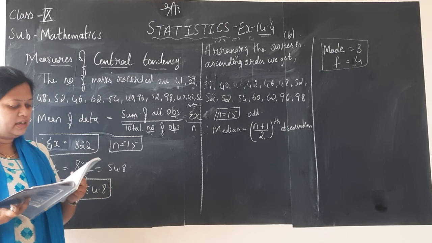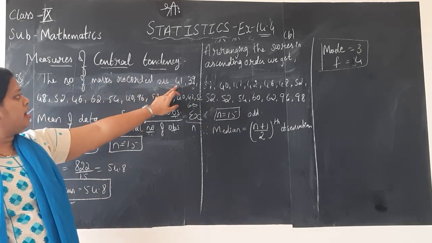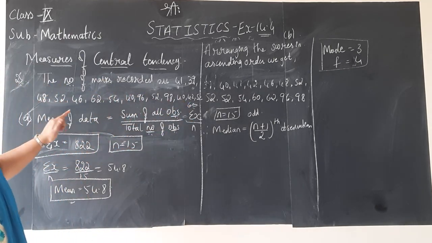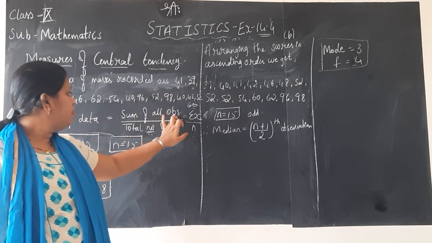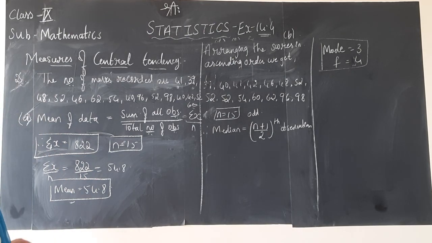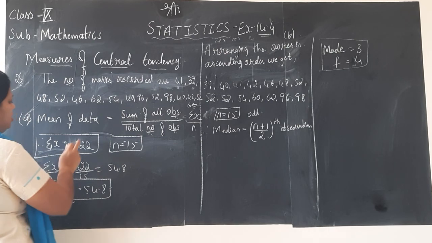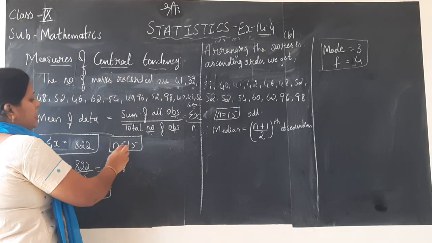Now the second question. I have written the number of marks recorded, all the marks, and they are asking us to again find the mean, median, mode. So the mean of the data will be the sum of all the observations by the total number of observations, sigma x by n. To save time, I have added all these numbers, children, and it accounts to 822, and they have given n is equal to 15.